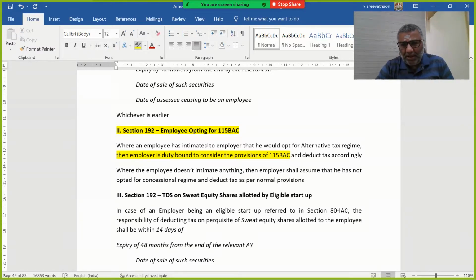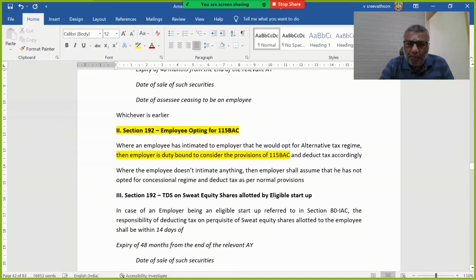In the first month, that is in the month of April, the employer asks for a declaration from the employee. In that declaration, if the employee states that he would like to go for 115BAC, then the employer is duty bound to take those rates and deduct tax.